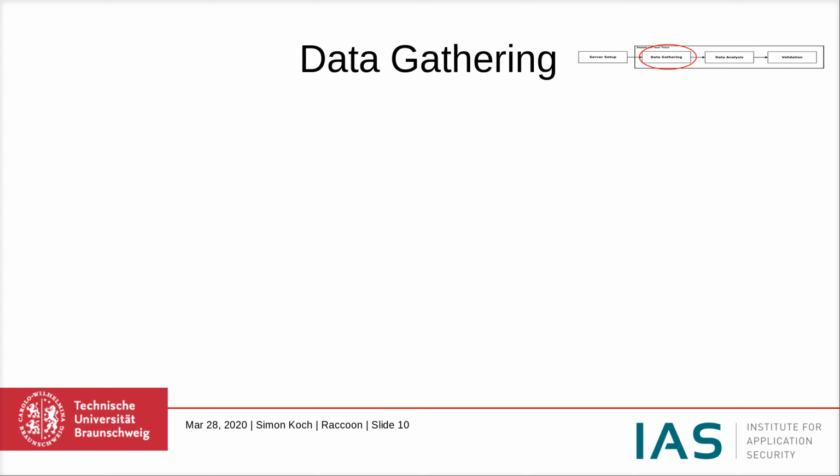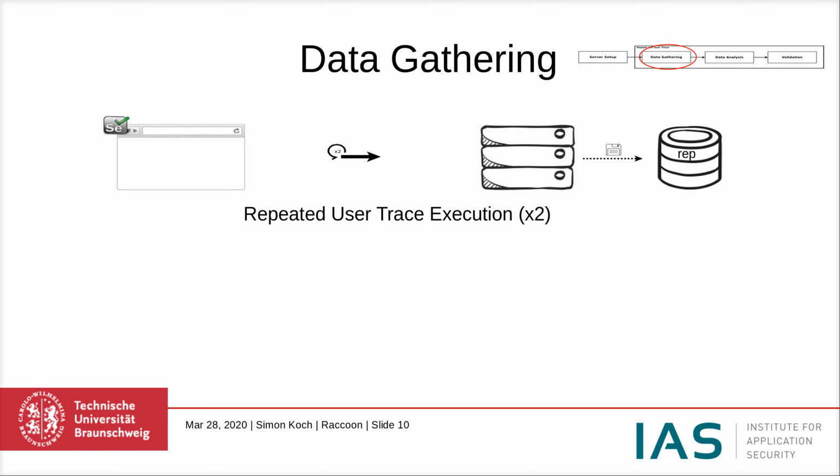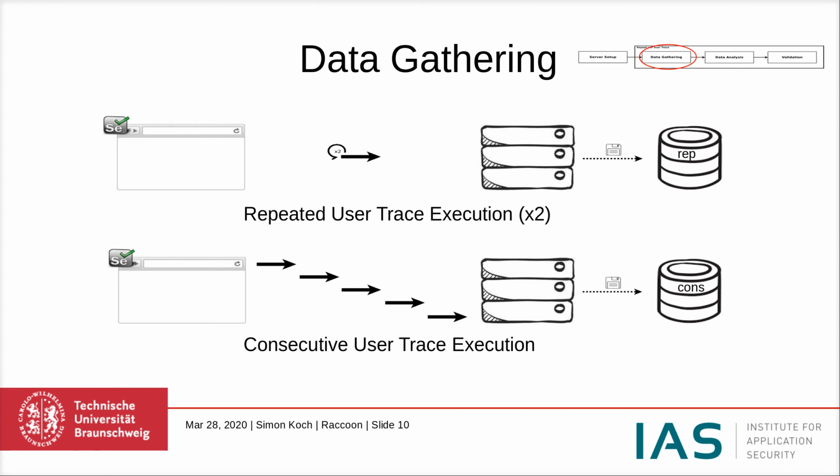The data gathering consists of two parts. The first part is a two-time execution of the user trace. We collect the requests and execute SQL queries. Between each execution, we restore the web application to the initial state. The second part is the consecutive execution of the user trace without initial state restoration. Again, we collect the requests and executed SQL queries.